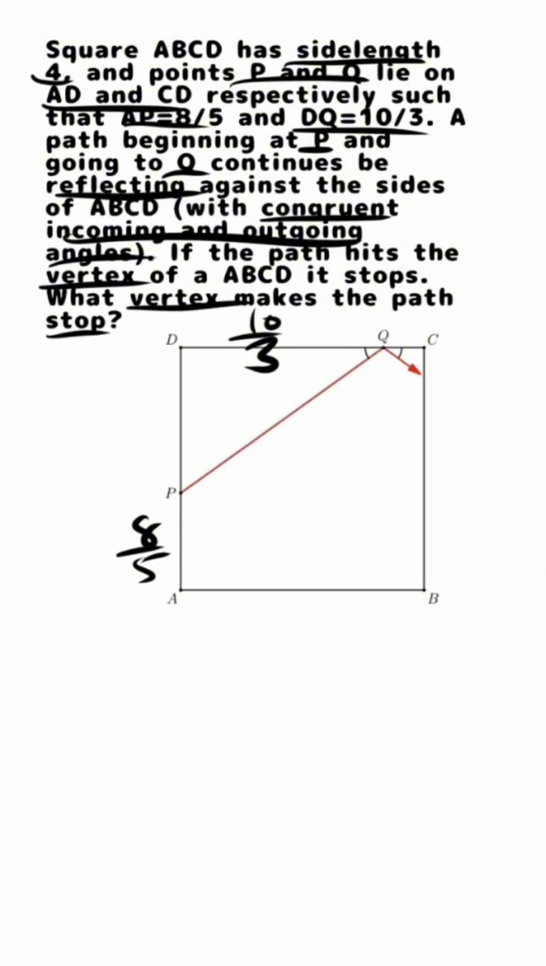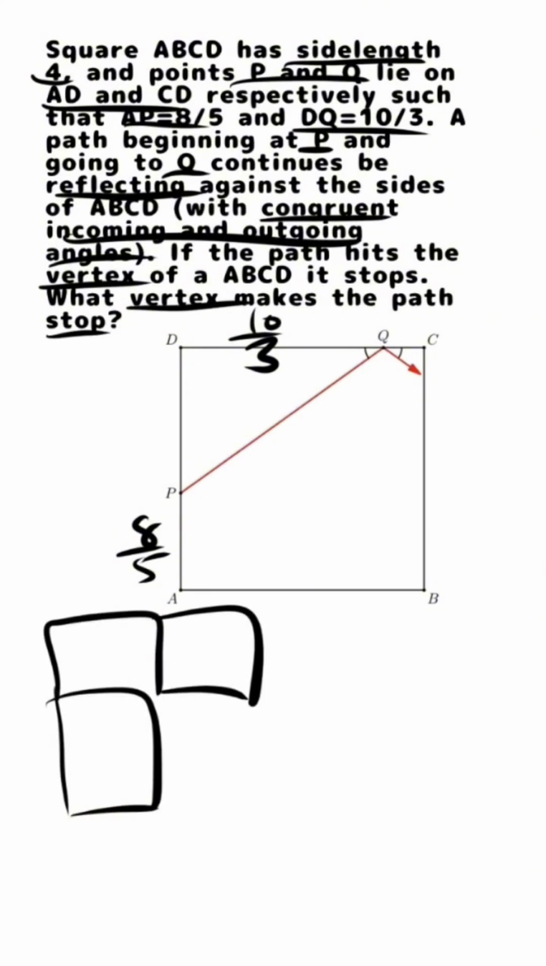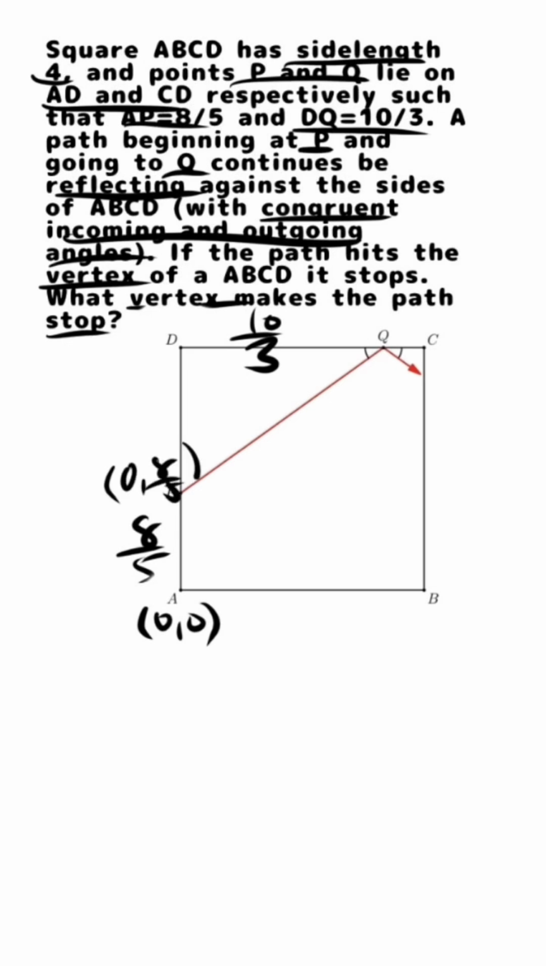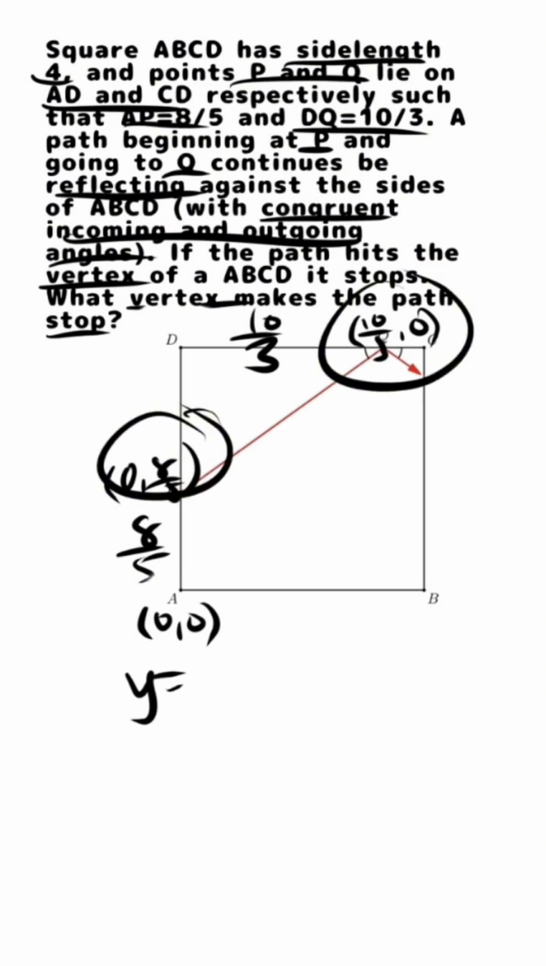We can do something called reflecting over, meaning that we let the line continue till it hits a vertex of ABCD, and that's the answer to our problem. We first want to find the equation, therefore slope of this line. If we set A as the origin, P is 0, 8 over 5, and Q is 10 thirds, 0. Then since the line passes both of these points, the slope is 18 over 25, and the equation is y equals 18 over 25 x plus 8 over 5.